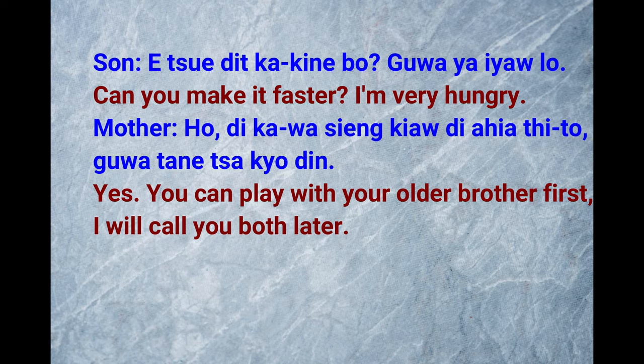And the mother replied, Ho, di kawa siyang kiao di ahia tito. Gua tani tsakyo din. Yes, you can play with your older brother first. I will call you both later. Ho is yes. Di is you. Kawa, that one is a shortcut of kangwa, which means do this for me. And then siyang is do this first.